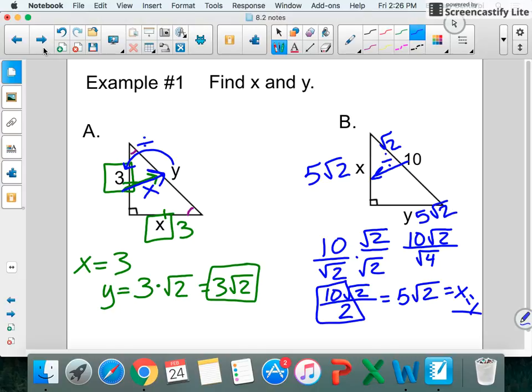And again, we can check by multiplying going this way. So if we check, we should have 5 square root of 2 times the square root of 2. Well, that gives you 5 times the square root of 4, which is 5 times 2, which equals 10. So we checked it and we're good to go.